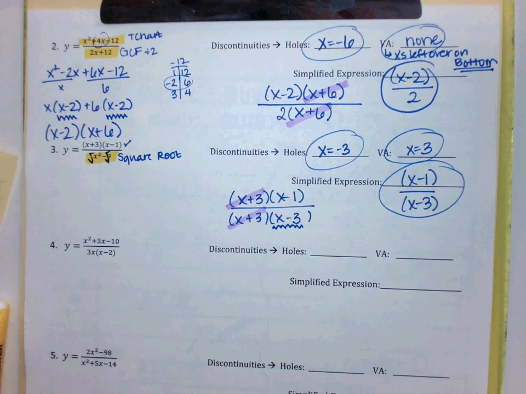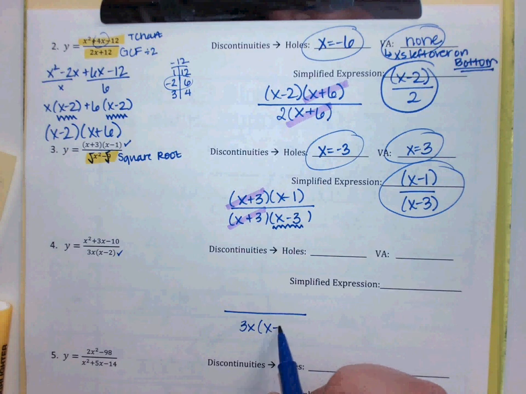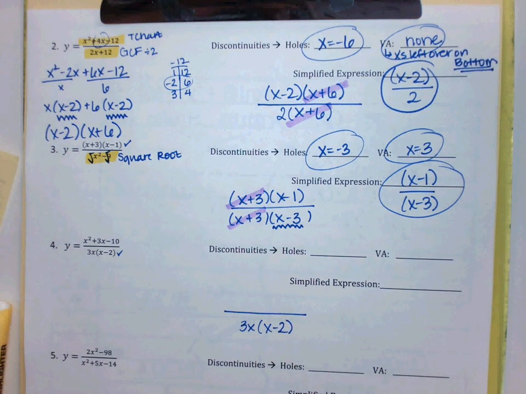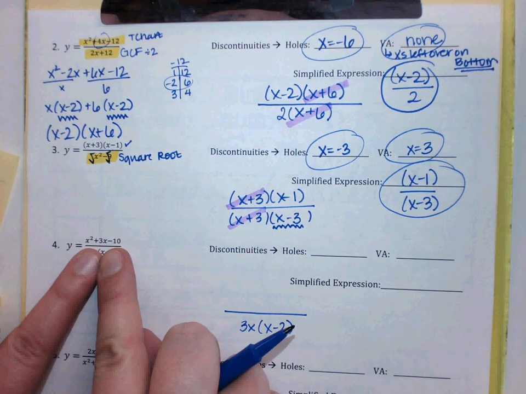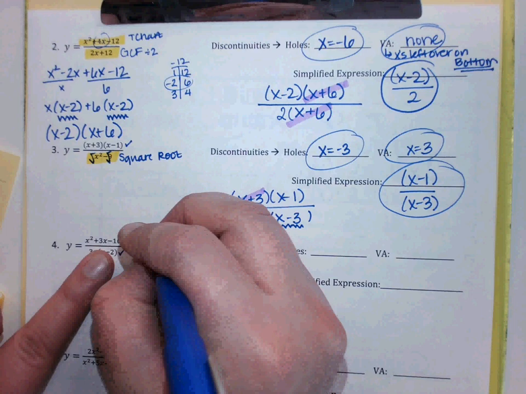Number 4, notice in this case the bottom is already done for me. They pulled a GCF out, so now I don't have to do that. 3x, x minus 2 is on the bottom. Put a little check here because they'd already worked that out for me. So take a look at the top. I'm going to need to do what kind of factoring on that. Your choices are GCF, nothing in common. Difference of perfect squares, nope, or t-chart. Okay, well that is a t-chart.